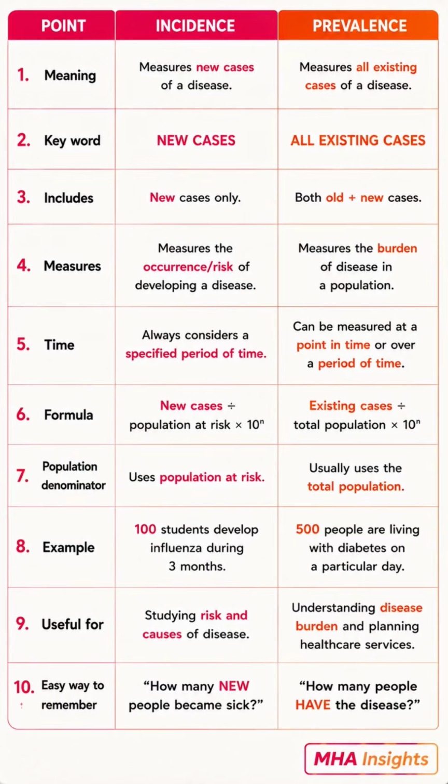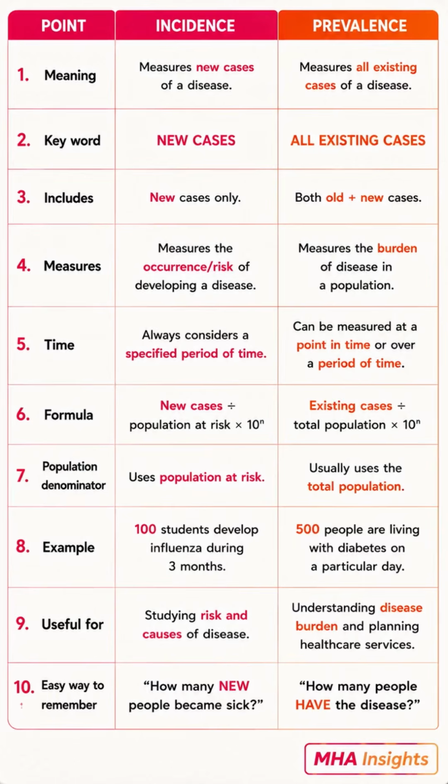Seventh is population denominator. Incidence generally uses the population at risk because we are interested in people who can develop the disease. Prevalence usually uses the total population because we are measuring the overall burden of existing disease in that population. Example, let's take an example for incidence.